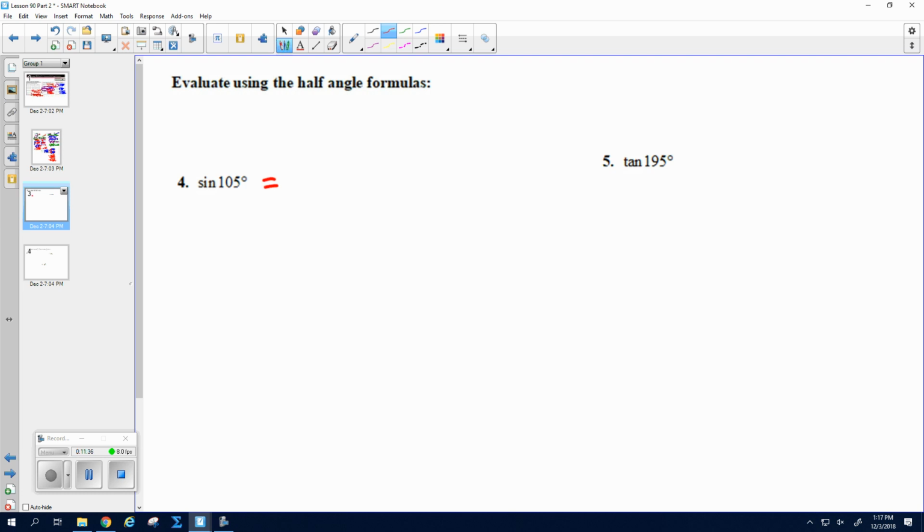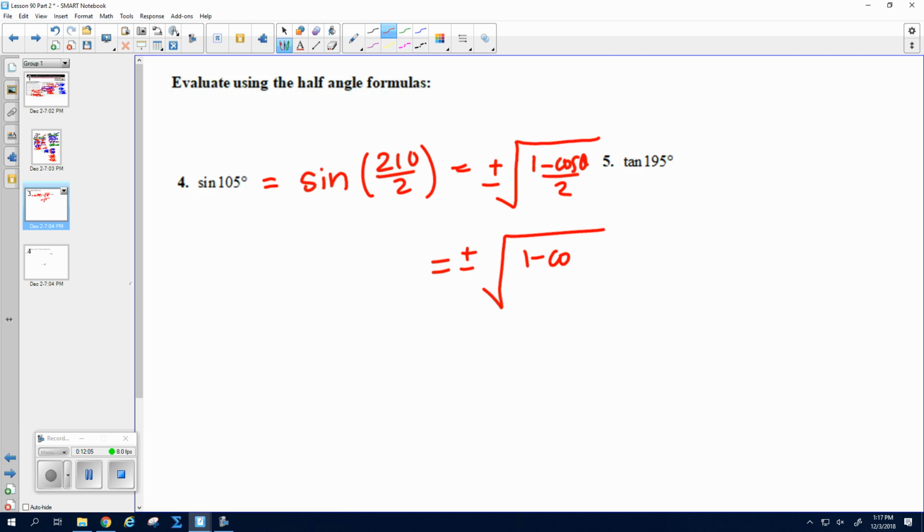So this is the same thing as writing it as 210 divided by 2. That's still 105. And I'm just going to use the formula for sine, half angle. So I have plus or minus, and it's always the square root of 1 minus cosine of 210, because we do know that angle, all divided by 2, and we evaluate it.